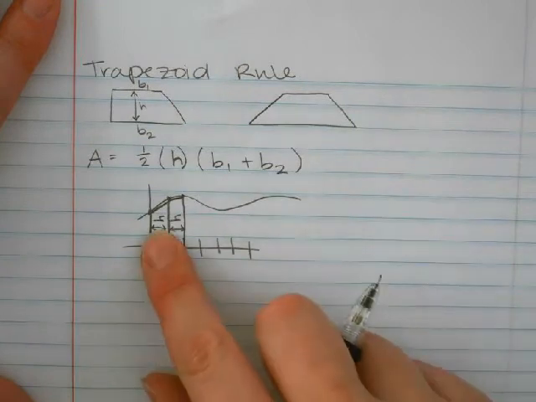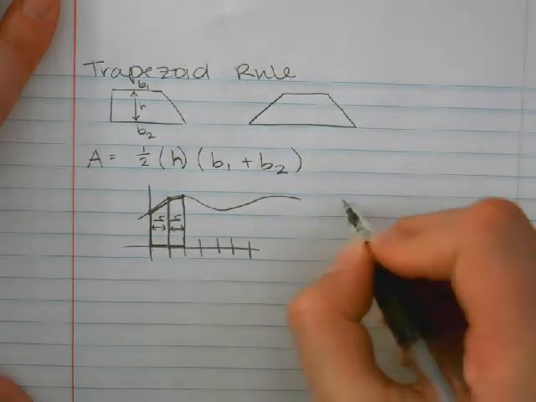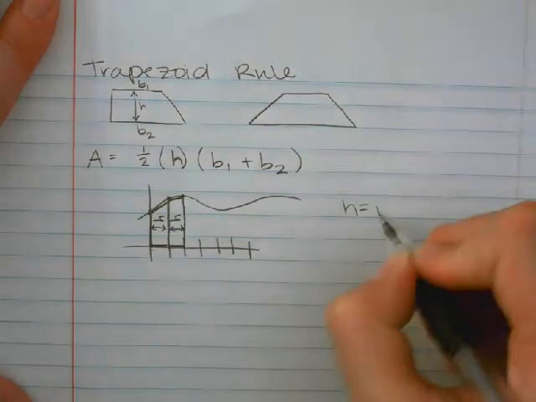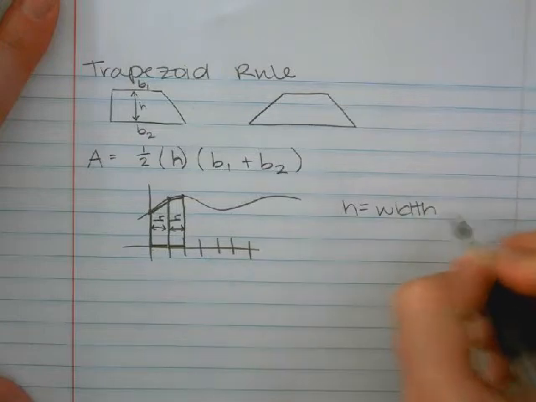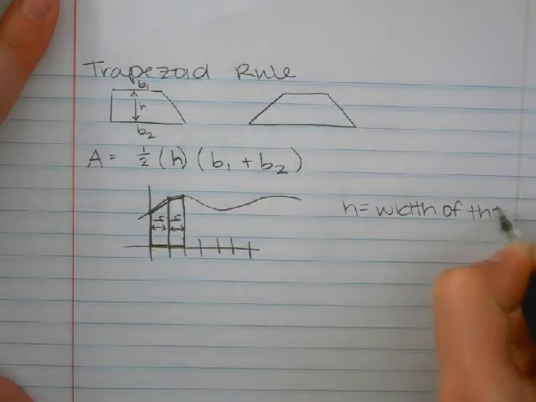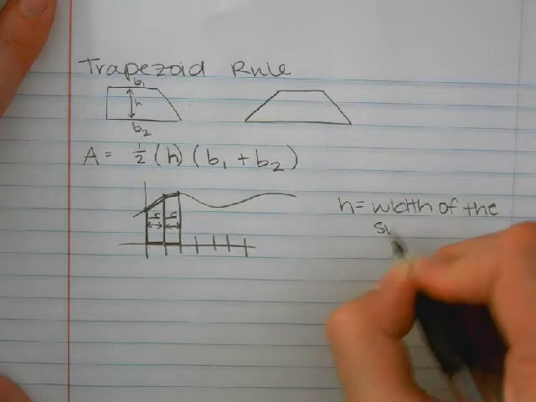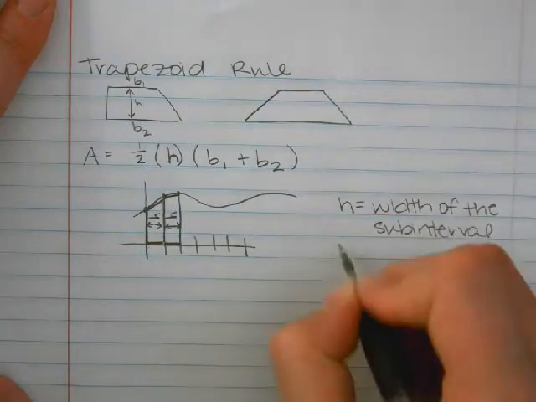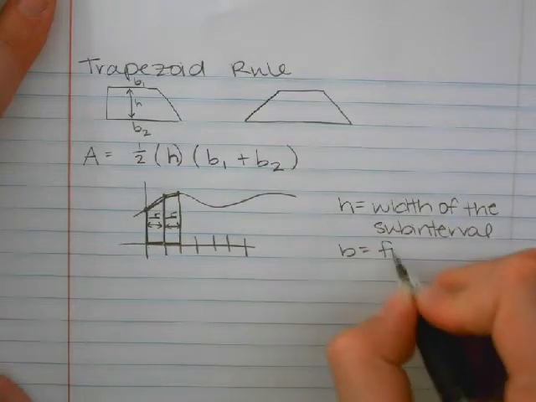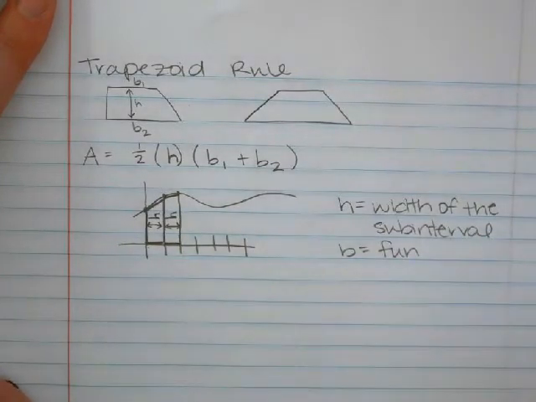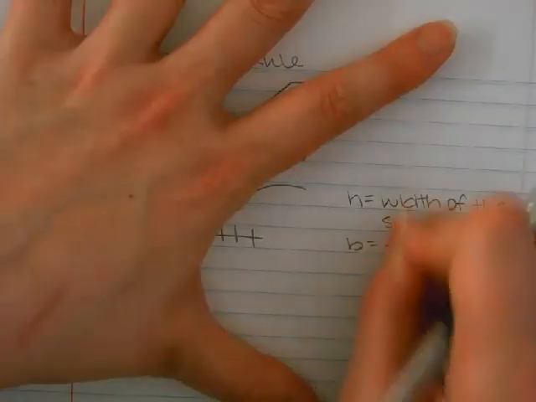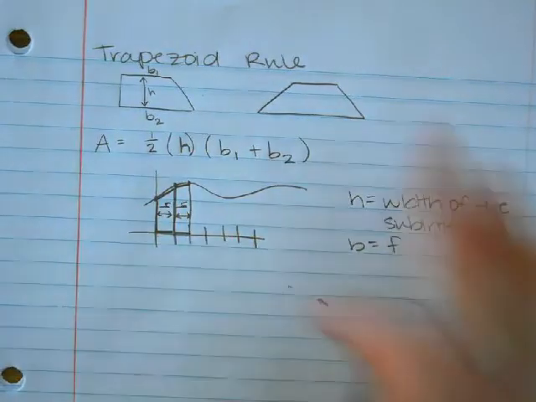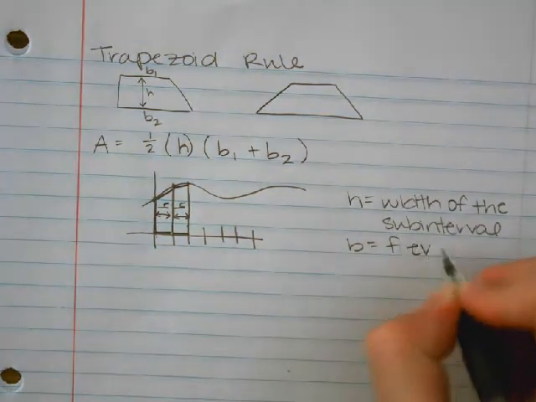So here, the height of the trapezoid is going to be the width of the subinterval, and the bases are going to be the function, f evaluated at x.